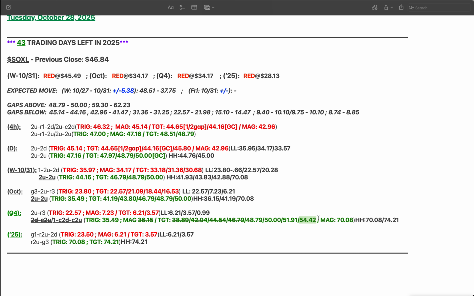So we've got to put some more targets here on the chart above 54 if we get up to that level, which I have a feeling we may have to be doing within the next couple of days. So that's what we've got for the month and the quarter.